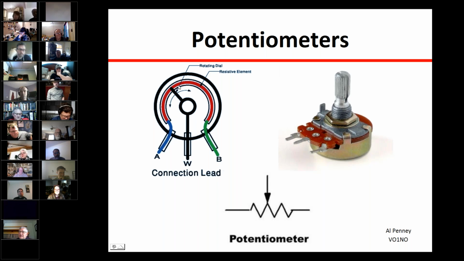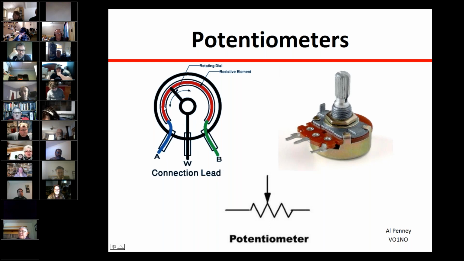as you turn this knob and move the position of this slider on that carbon or whatever the resistive element is right here. So if you've got this slider right down here, there's very little resistance between A and W, but there's going to be a higher resistance between W and B. If I move this all the way over to here, then there's going to be a lot of resistance between A and W and very little resistance between W and B, because it'll just be going right here like this.